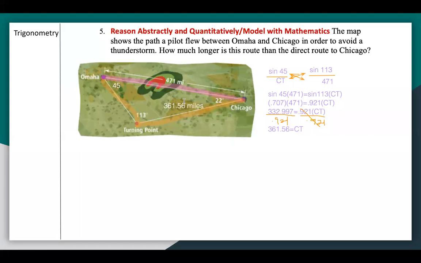What I want you to do, if you haven't already done so, is pause this video and try to find the Omaha to turning point, and then also see how much longer it took for the pilot to go on the orange route in comparison to the pink route.